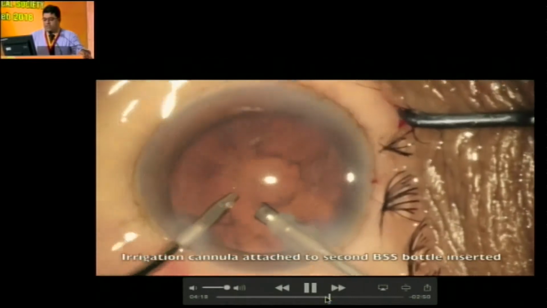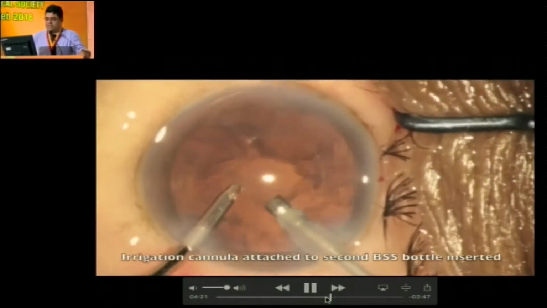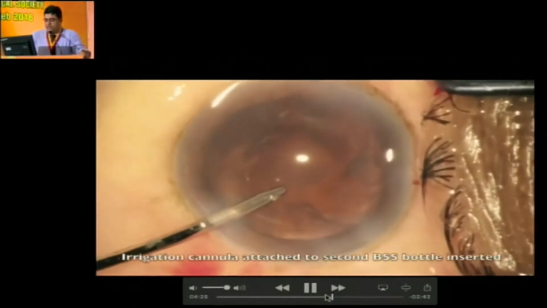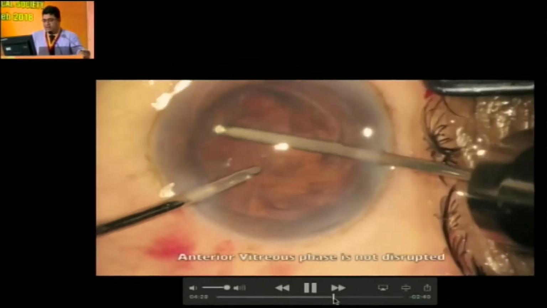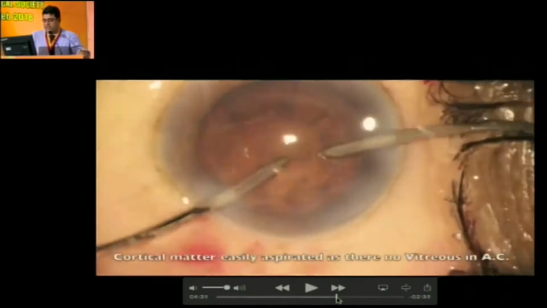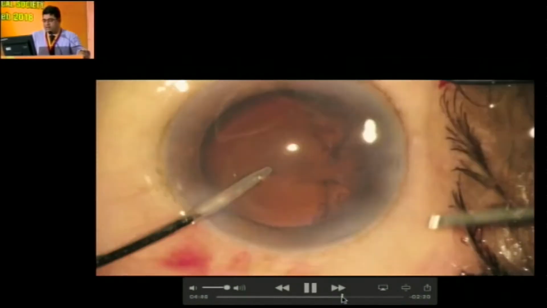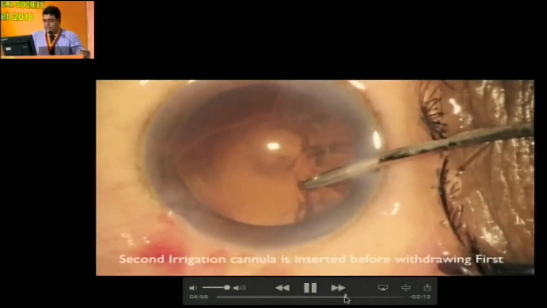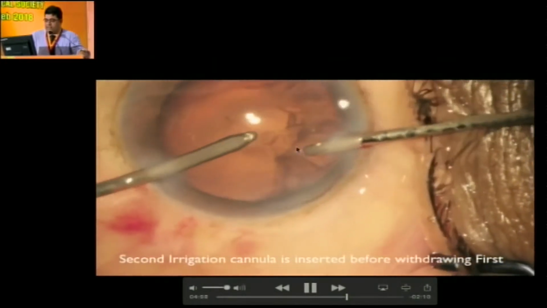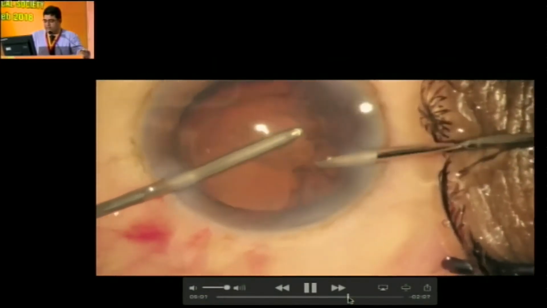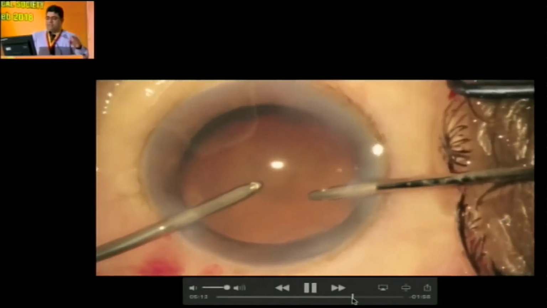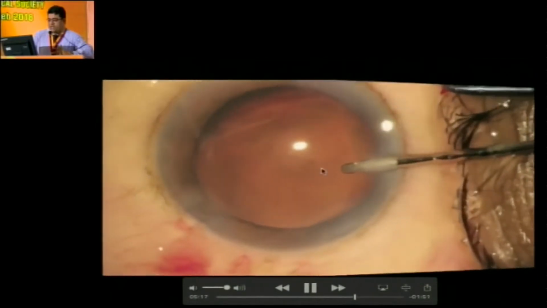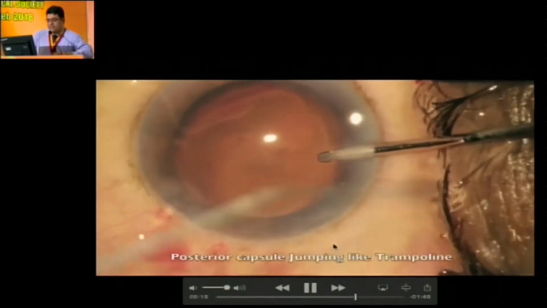So I put one more irrigation cannula from the BSS bottle before taking out the phaco probe, and because there is no anterior vitreous here, I can easily aspirate the cortical matter, exchange hands, and maintain the anterior chamber. I can see a big defect there. So take out this whole cortical matter, and you can see the posterior capsule is dancing here, but there is no vitreous.